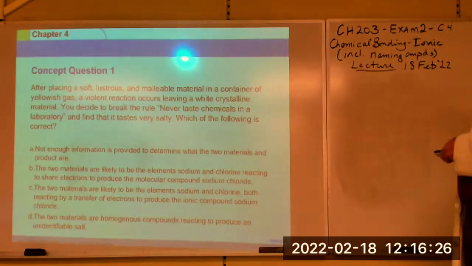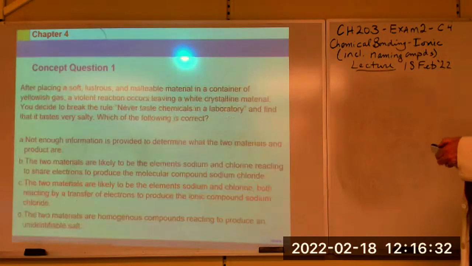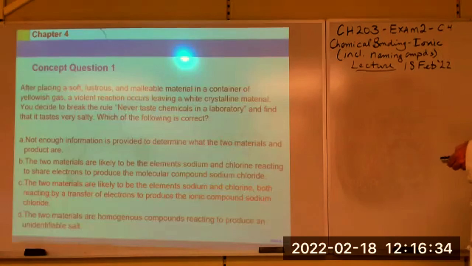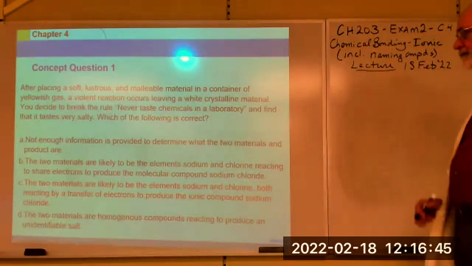Well, let's say a metal and a non-metal form a salty compound. It's probably this one. Could be sodium, could be chlorine. The key to the chlorine part is yellowish gas. Chlorine is a yellowish gas.